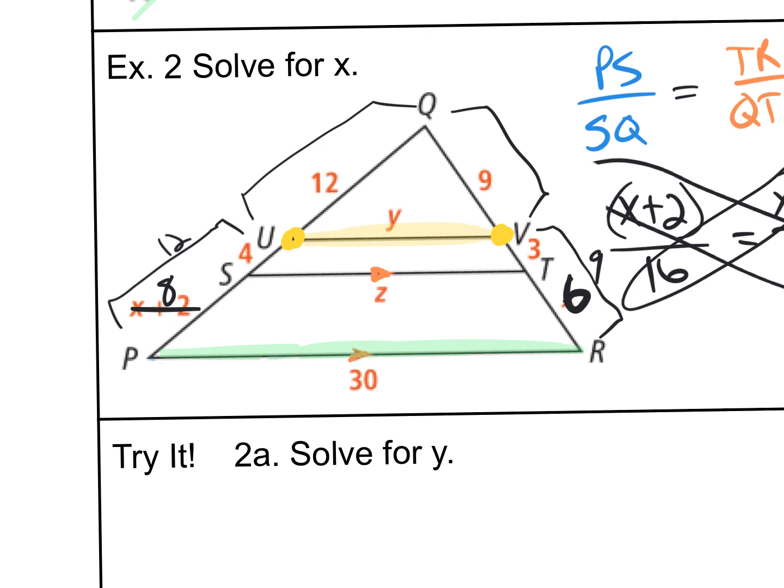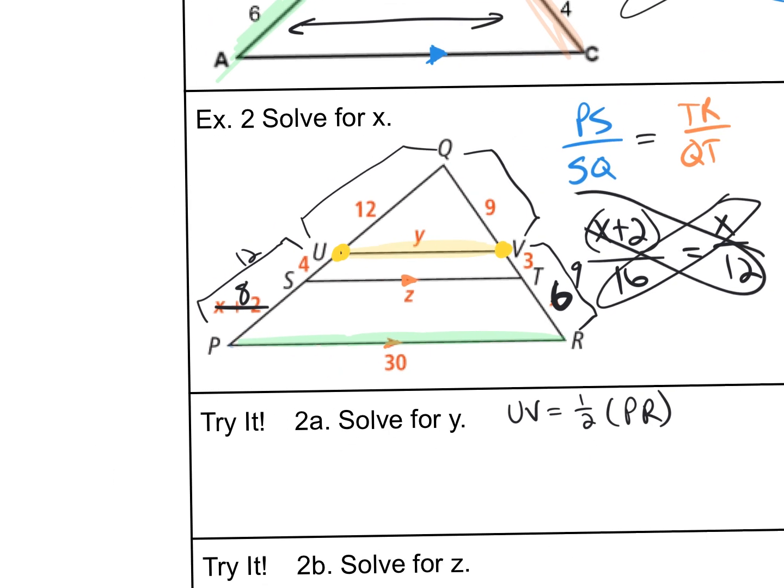So if you set it up using that mid-segment theorem, here in order to solve for the distance between U and V, all we have to do is take 1/2 of the distance of PR. So plugging in what we know, UV we said was a distance of Y, PR was a distance of 30. So all we have to do is take 1/2 times 30, which gives us 15. So there Y would end up being 15. And that will get you that distance there of UV. So that is just an example of how you would use the mid-segment theorem with a triangle. So very similar to what we dealt with trapezoids.